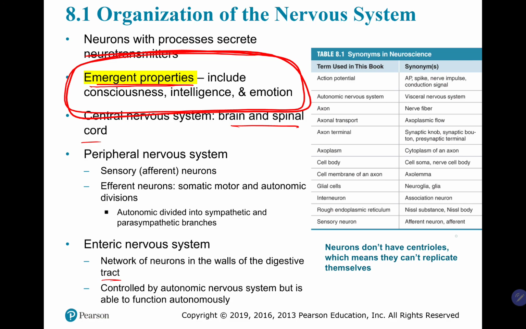Remember that neurons, they can't replicate themselves, right? Neurons can't replicate themselves because they don't have centrioles, right? Centrioles are those structures that are located outside the nucleus, important for the movement of nuclear DNA, okay? But again, neurons don't have centrioles, so once they die, they're just done, right? You can't replicate them.